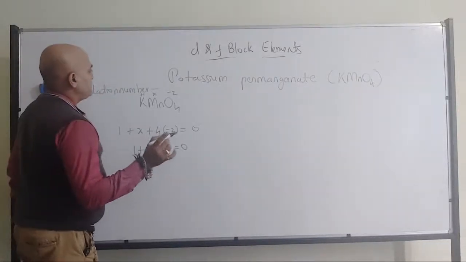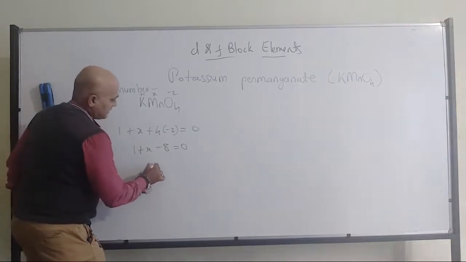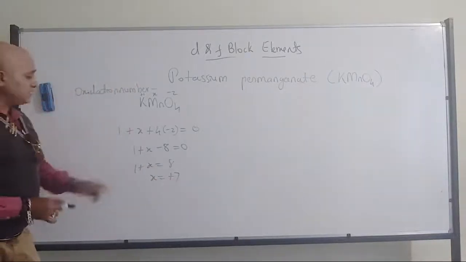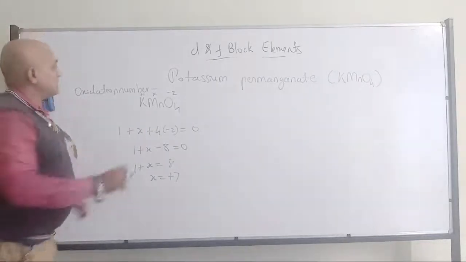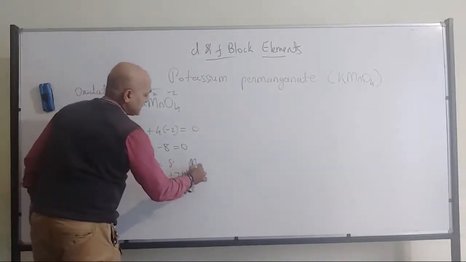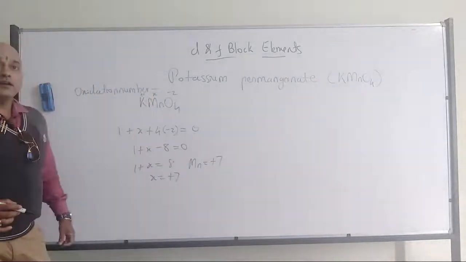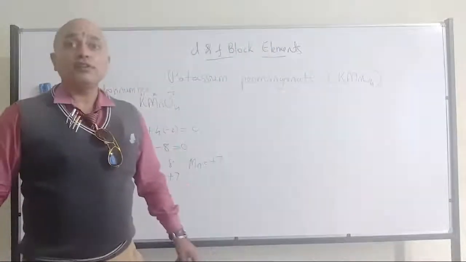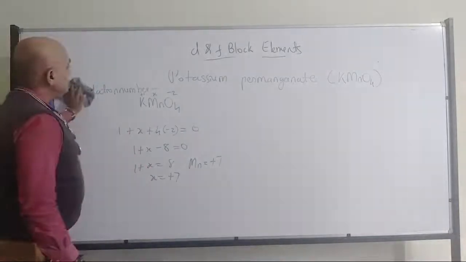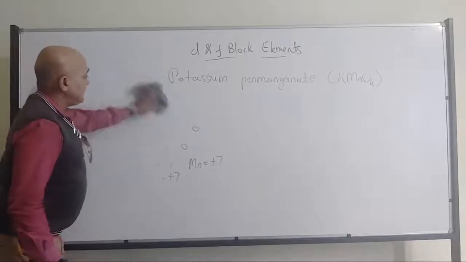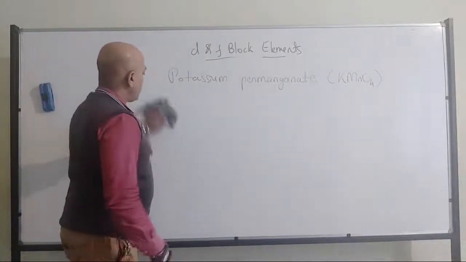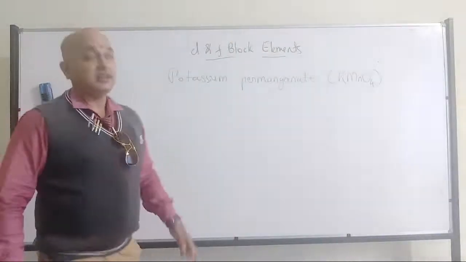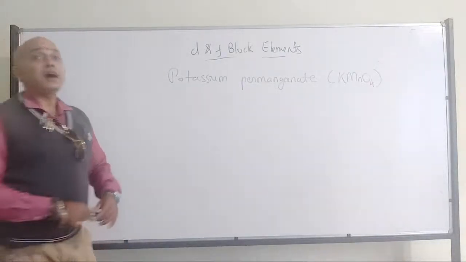How much did you get? Yeah. So 1 plus x is equal to 8. So x is equal to plus 7, because 8 minus 1 is 7. So that's where we have manganese equal to plus 7. Okay. So that is with respect to potassium permanganate. Which is the highest oxidation number for manganese? It is plus 7. That means when I am talking about potassium permanganate, manganese is in its highest oxidation state. So that's where we have potassium permanganate.